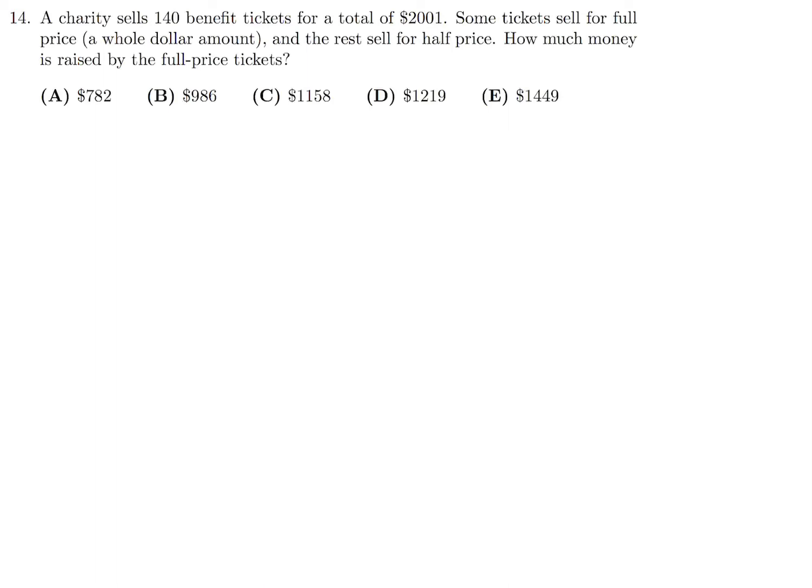A charity sells 140 benefit tickets for a total of $2,001. Some tickets sell for full price and the rest for half price. How much money is raised by the full price tickets?